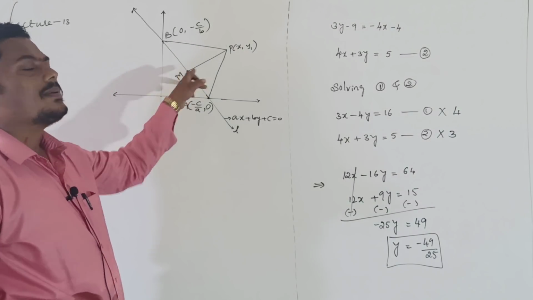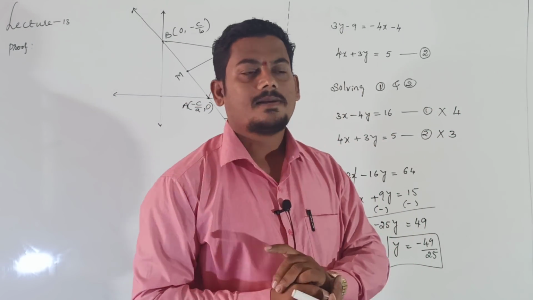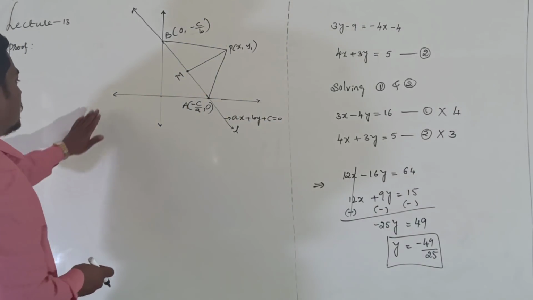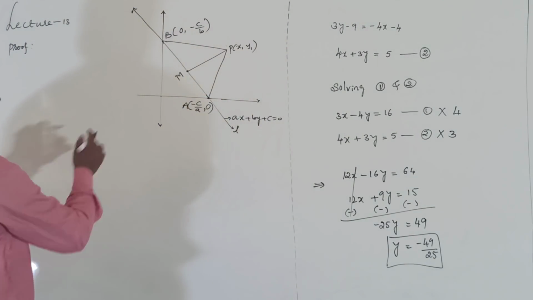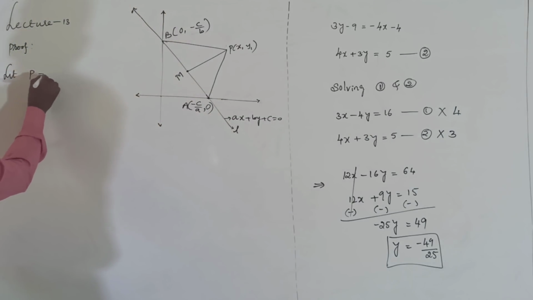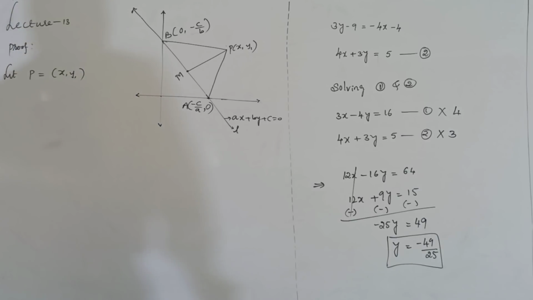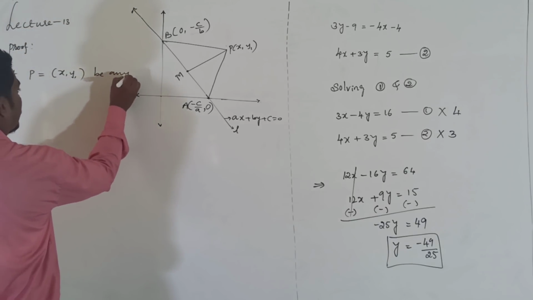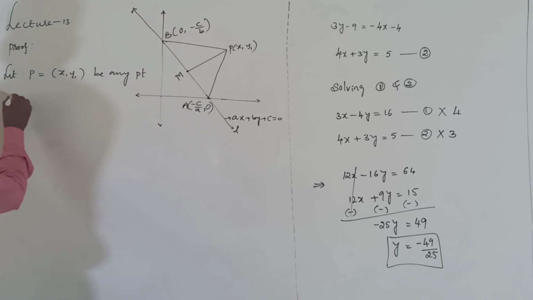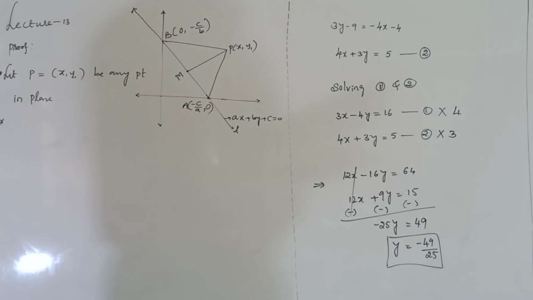We need to find the PM distance. Let us take PM equal to d. d is the distance between point and line, right? Just write some simple explanation. Let P of x1 comma y1 be any point in the plane, right? Then let P of x1 comma y1 be any point in the plane.